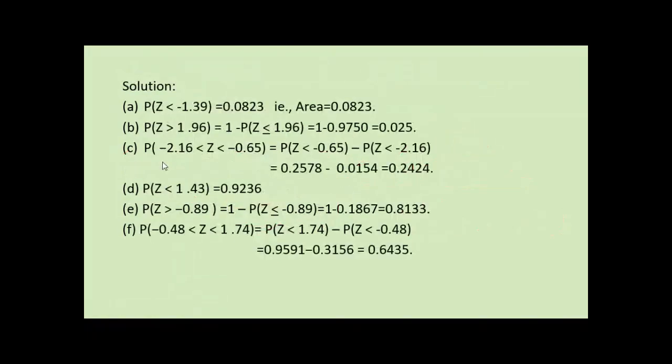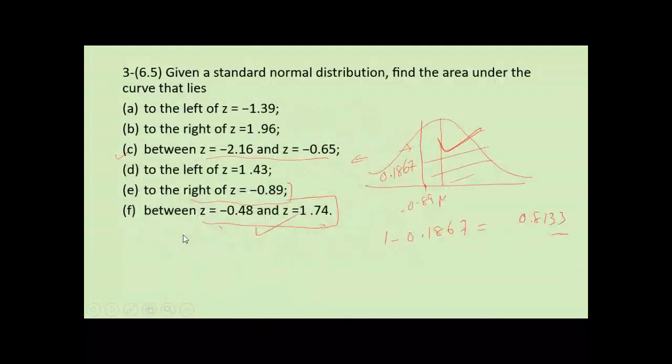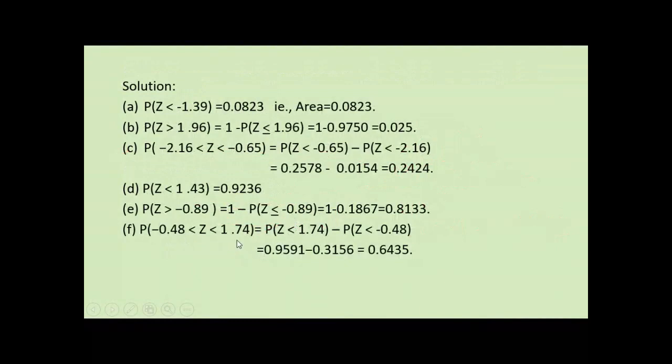The answer is on the board. See, negative 0.48 and 1.74. So we will find the area to the left of 1.74 and then subtract this one. From the table, you will find that on this normal curve, 1.74 will be here and negative 0.48 will be here, isn't it? So this area is what the question is looking for.